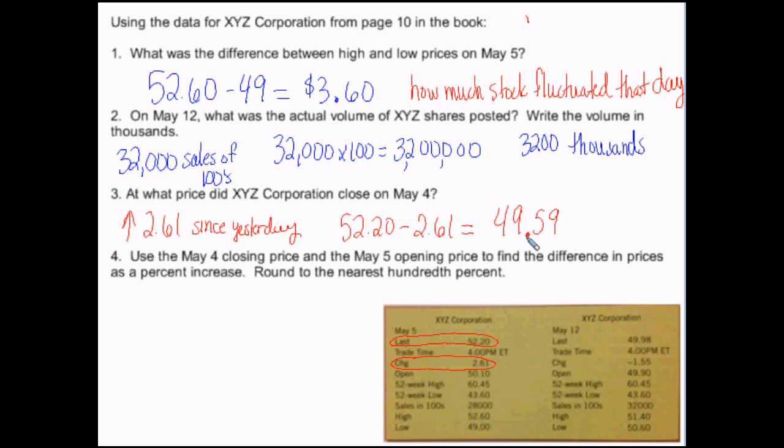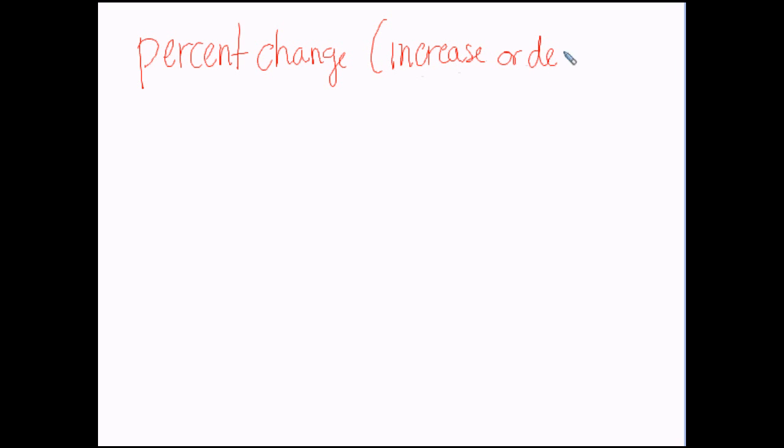Now, for the May 4th closing price and the May 5th opening price, to find the difference in prices as a percent increase, what I want to do real quick is add an extra page and go over how you do percent change. Percent change can be an increase or a decrease. If it's an increase, you get a positive answer, and if it's a decrease, you get a negative answer.